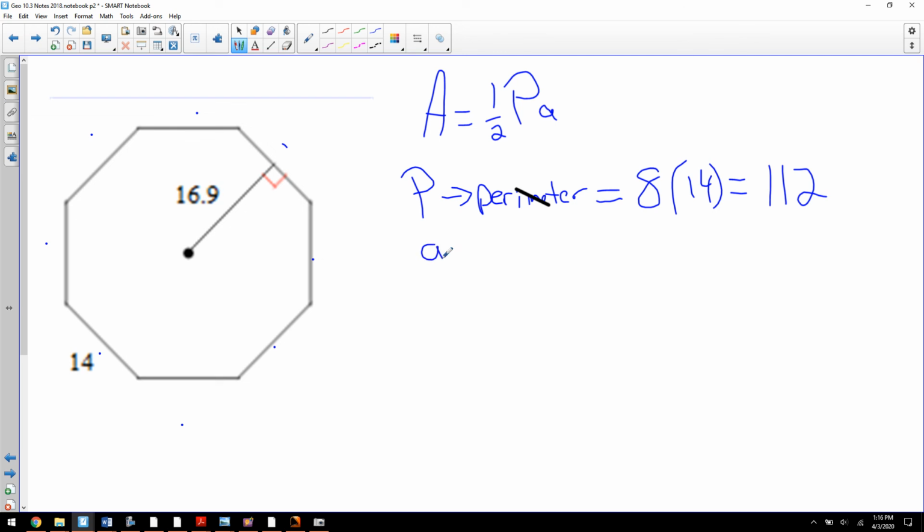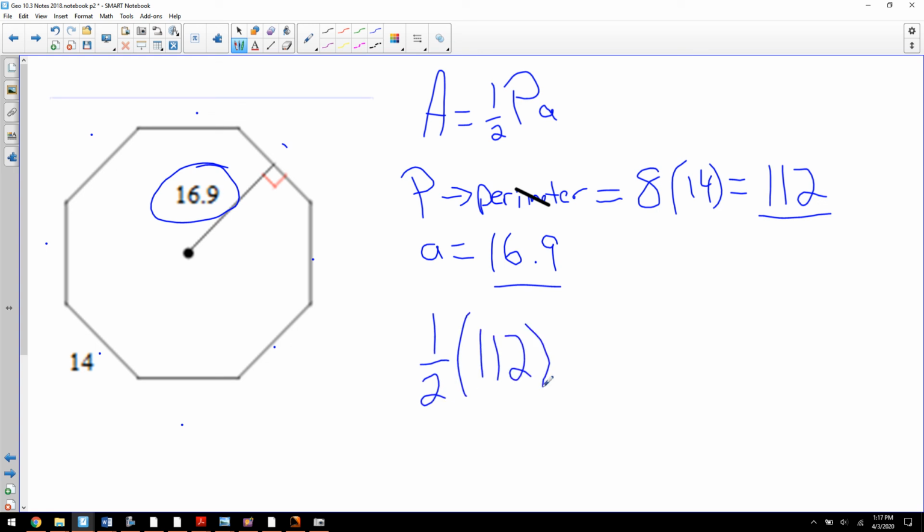Our apothem is also given to us at 16.9. So we know our perimeter, we know our apothem, we put it together: 1/2 perimeter, 112, times our apothem of 16.9. Press some buttons in our calculator. So I have 1/2 times 112 times 16.9, and I get an area of 946.4. Remember, it's area units squared.